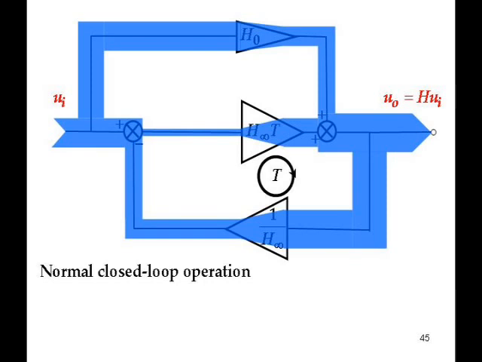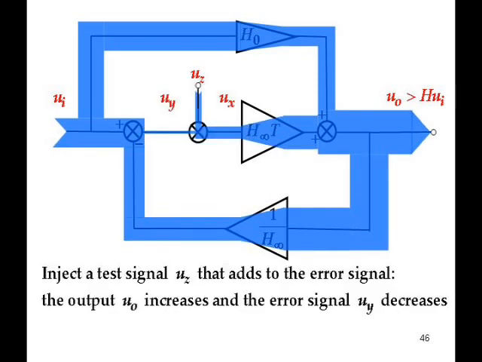Now, how could we modify the signal distribution in order to calculate H infinity instead of just H? What we can do is inject a test signal to sum with the error signal. In other words, to add to the error signal so that it drives the output a little higher. So now I've added a UZ. UZ is a test signal.